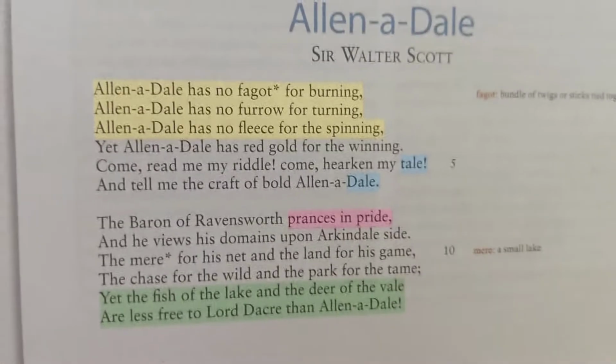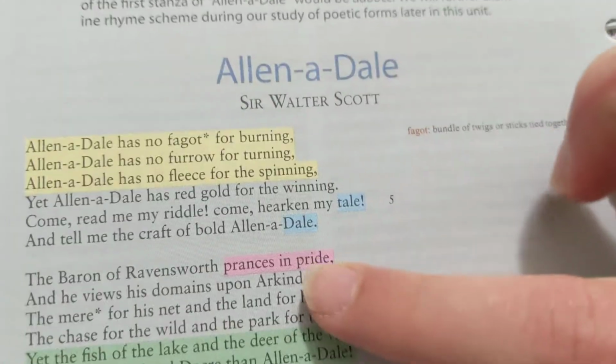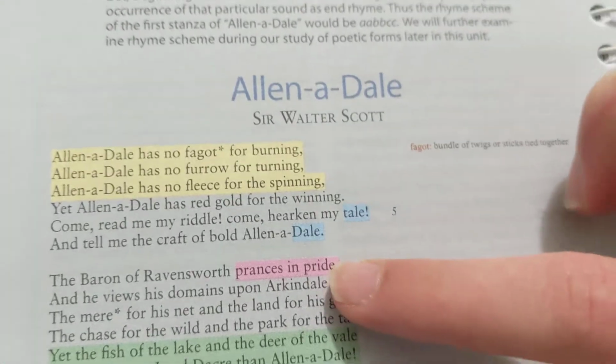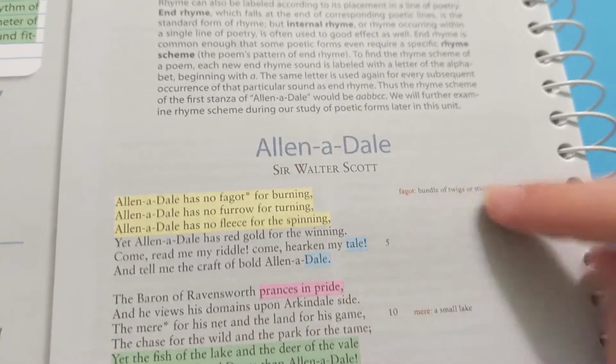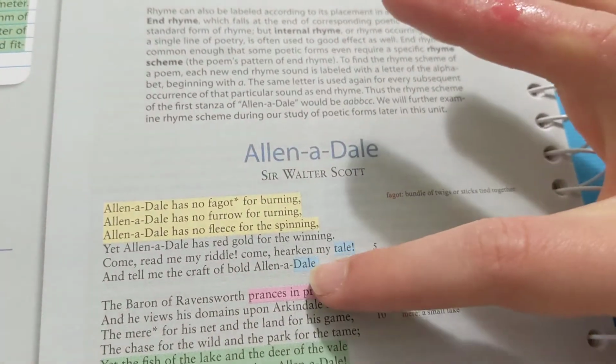Your book does not have it highlighted because this is the way they do the teacher book. But you look at this line, prances and prize, so that's line 7 right there. There's your alliteration because that's the 2 beginning consonant sounds. And there's your rhyme, there's your perfect rhyme, tail and dale right there.